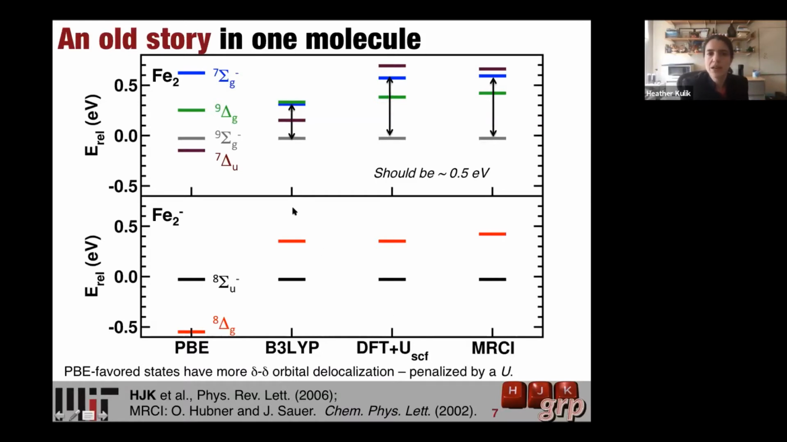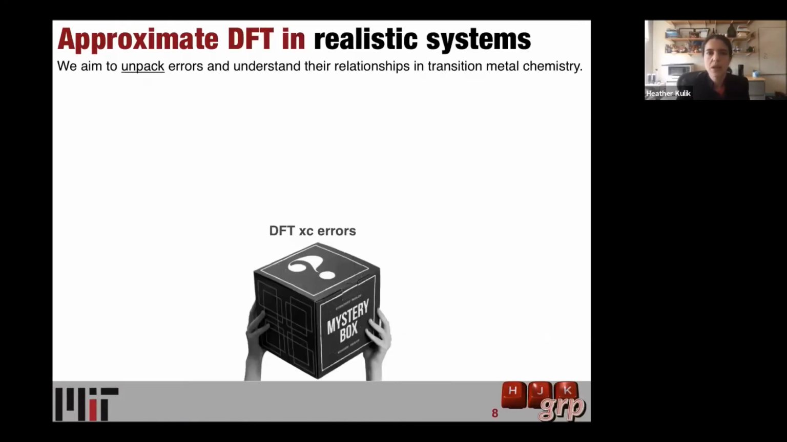In the case of the iron dimer, because of differences in hybridization, there was too much delocalization in this lowest maroon state, and so DFT+U pushes it way up in energy into the correct spot with respect to experiment or high-level wave function theory calculations, because of differences in the occupation matrix.